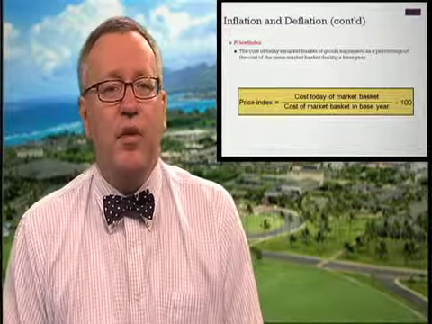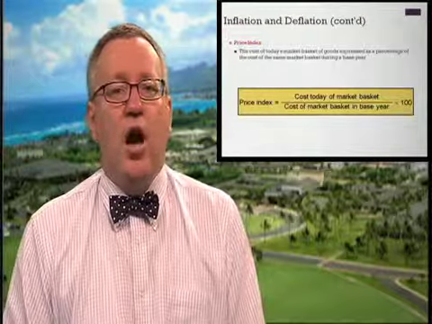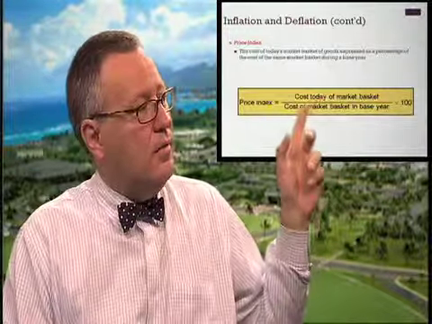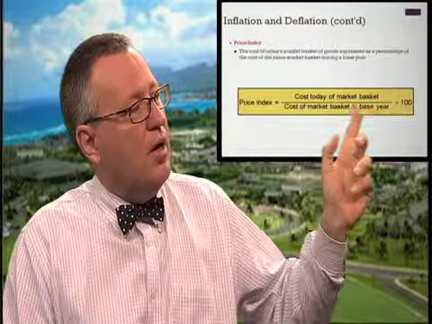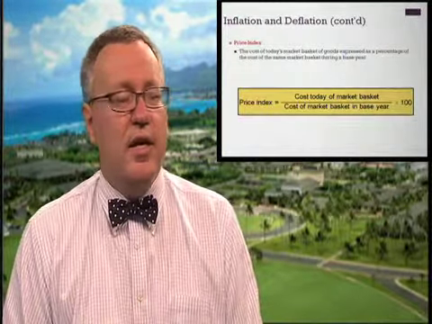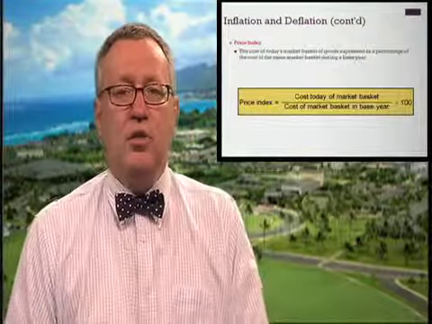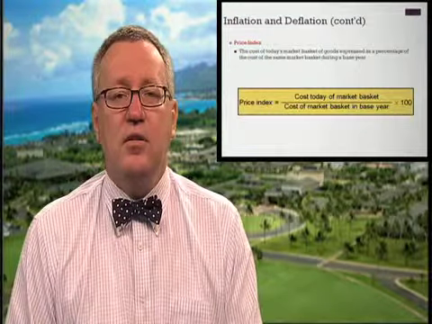So the inflation rate, or the price index, which we use, says what's the cost of the market basket today, which we put in the numerator, and what is the cost of the market basket in the base year. And this will give us a percentage rate. We multiply that by 100 just to get a gross percentage, and it tells us what our inflation rate is.